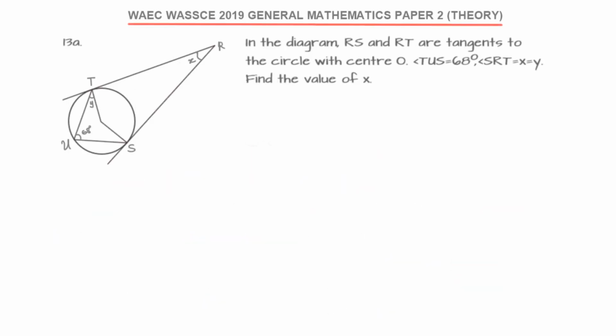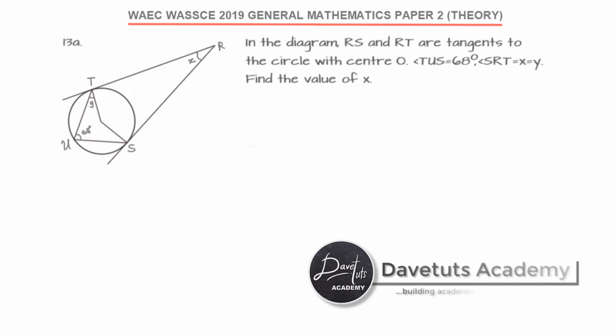In the diagram, RS and RT are tangents to the circle with center O. Angle TUS is 68 degrees, angle SRT is equal to X, and that's also equal to Y. We have to find the value of X. Okay, now to solve this question, we need to apply the circle theorems to help us solve it and bring out the relevant answer that we are being asked.